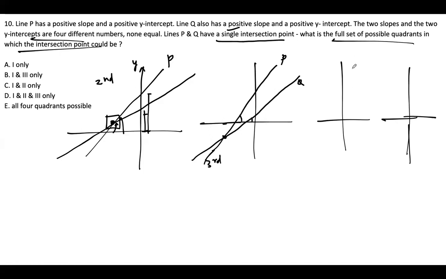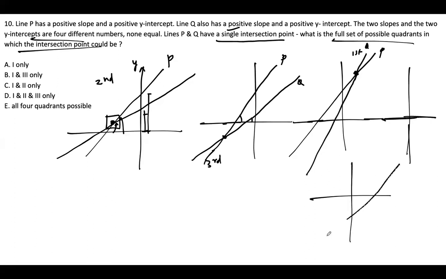Is it possible in the first quadrant? Yeah, it is. How is it possible? Let's say I'm drawing this line, and this is line P. How can we draw line Q? Like that. Correct. Is it possible in the fourth quadrant? Let's say like this line P. Not possible, because the y-intercept has to be positive.